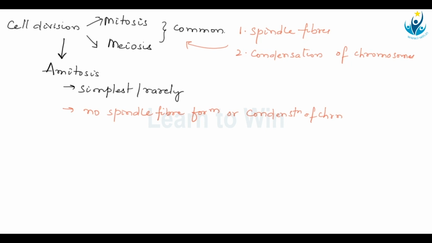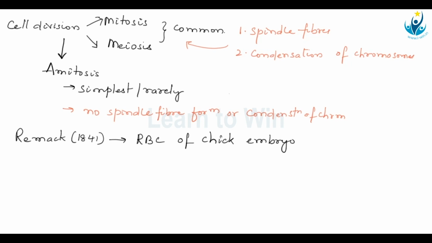So it is a very simplistic method of cell division that was first given by Remak in 1841. Remak was the scientist who gave it in 1841, and he observed it in the RBCs of chick embryo. Now this amitosis is what we are going to see before we proceed further into mitosis and meiosis.